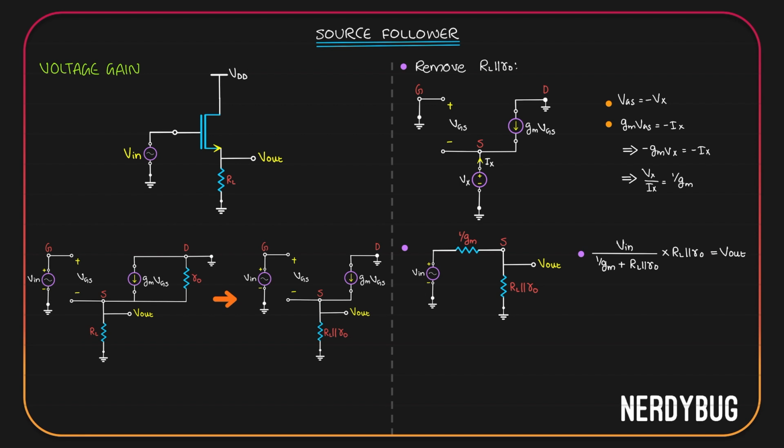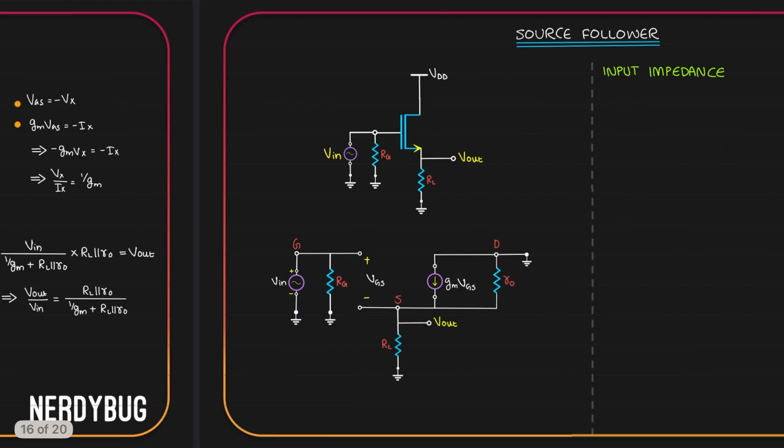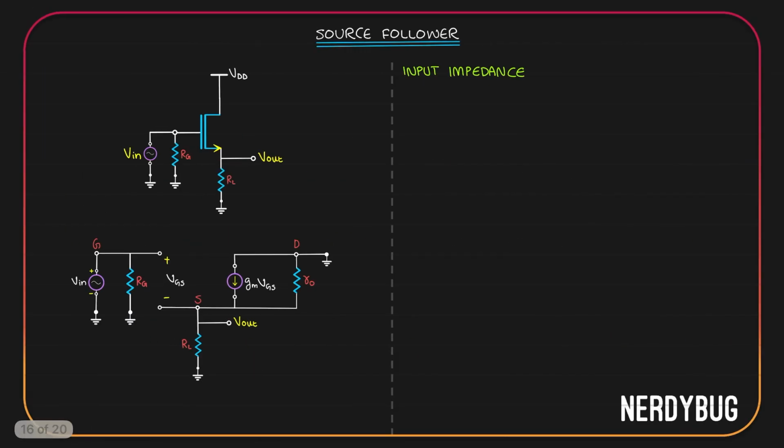Vout is Vin divided by 1/gm plus RL parallel to R0, multiplied by RL parallel to R0. What we need is the voltage gain, which is Vout by Vin. We get it as RL parallel to R0 divided by 1/gm plus RL parallel to R0. Now let's find the input impedance.